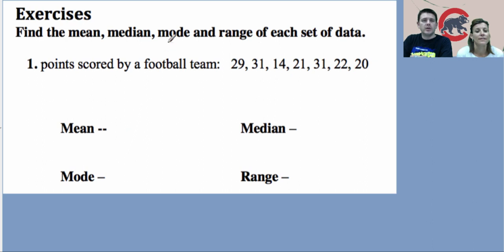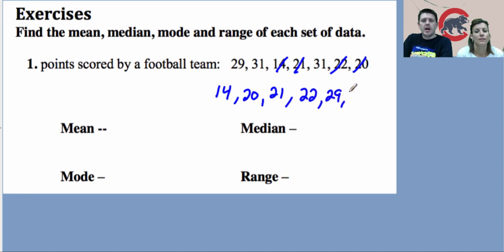All right, next one. Find the mean, median, mode, and range for our data. Remember our first step, put them in order. So we have a 14, a 20, 21. And a good way to do it is kind of cross them out as you use them.